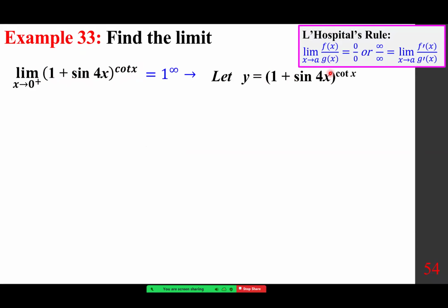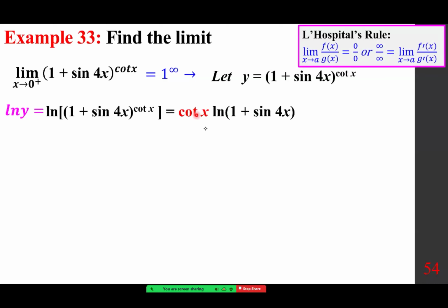So we take the natural log of the left and the natural log of the right, and cotangent becomes a coefficient, so cotangent sits in front. So ln y is cotangent x times ln of 1 plus sine 4x. We are going to look at the limit of ln y as x approaches 0 from the right. So we're going to take the limit of this expression, which is ln of 1 plus sine 4x over tan x.